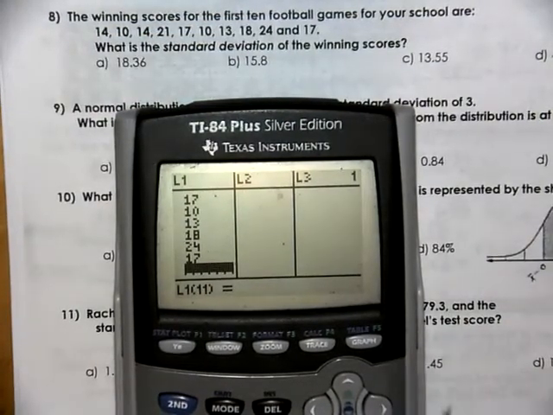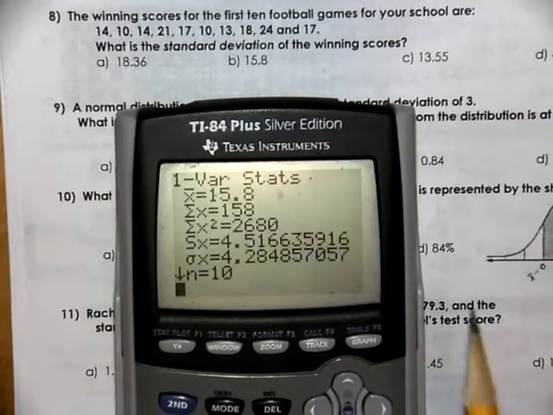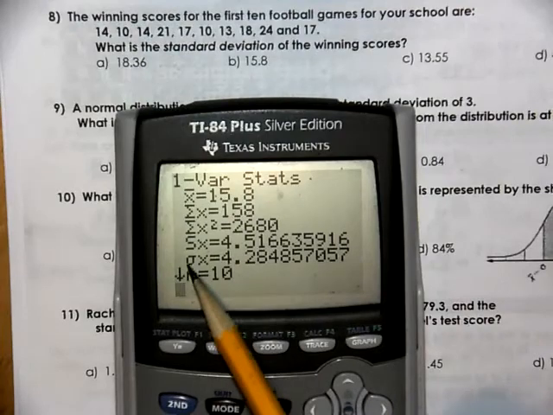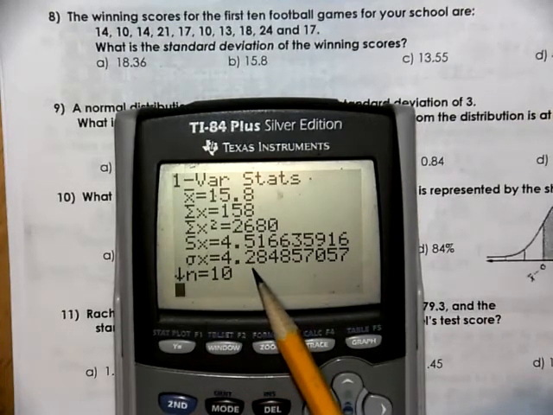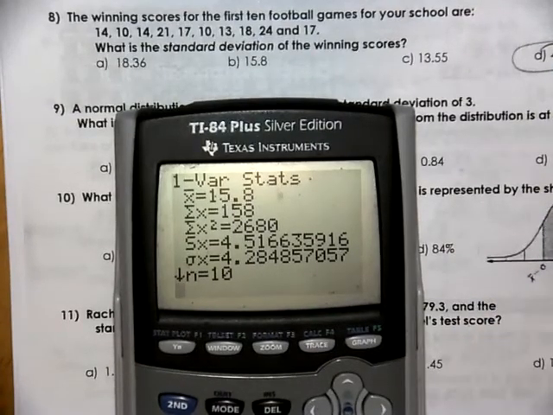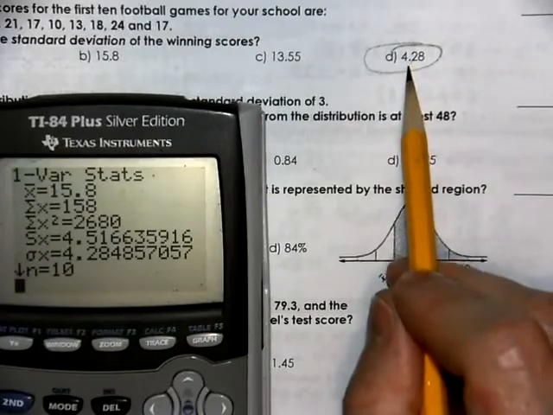Type in our data, over to Stat, and our standard deviation is the one with sigma, so it's 4.28. Letter D.